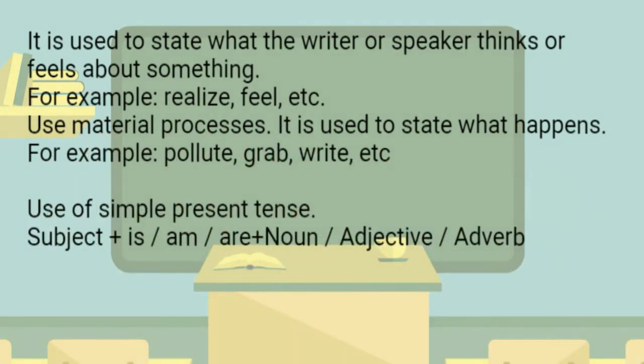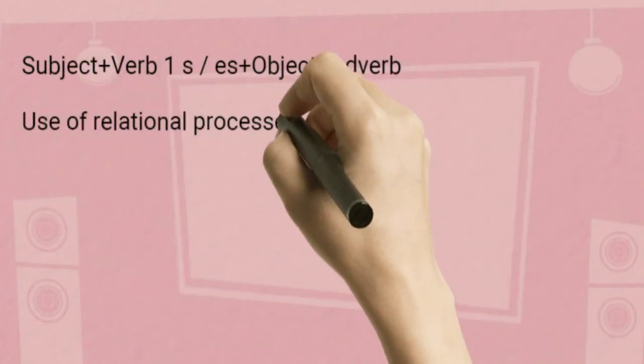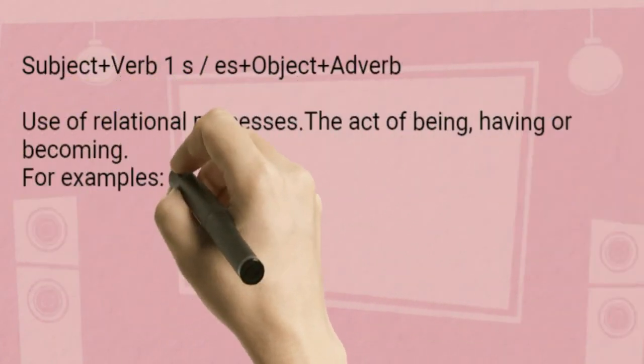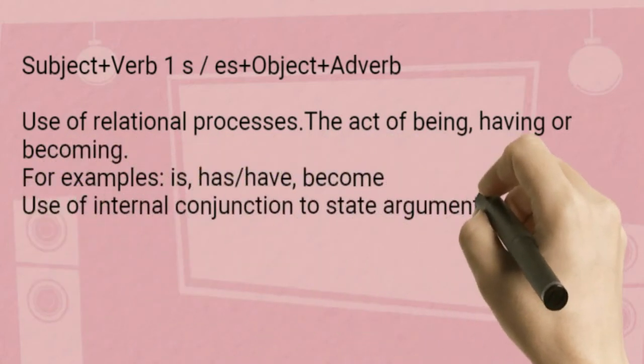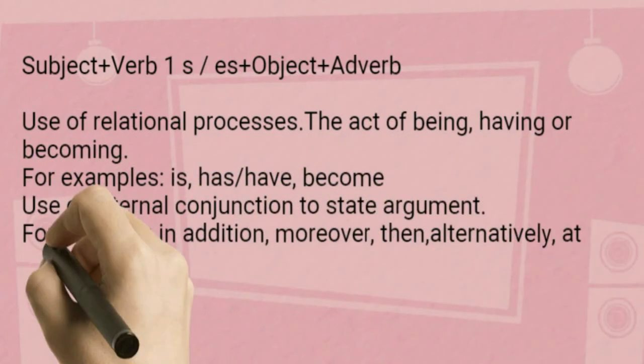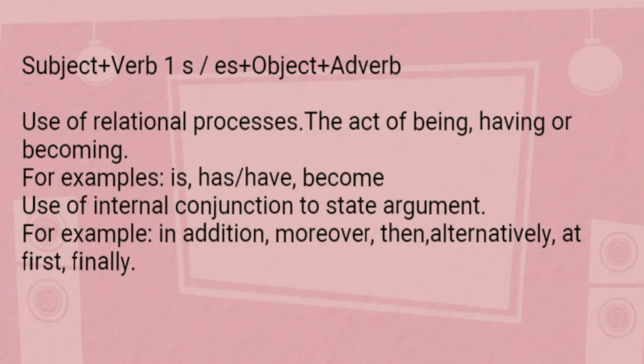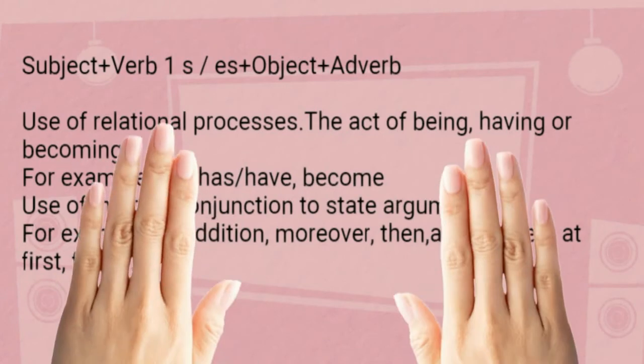Use material processes. It is used to state what happens. For example, pollute, grab, write, etc. Use of simple present tense. Subject plus is/am/are plus noun/adjective/adverb. Subject plus verb 1 s/es plus object plus adverb. Use of relational processes. The act of being, having or becoming. For examples, is, has/have, become.